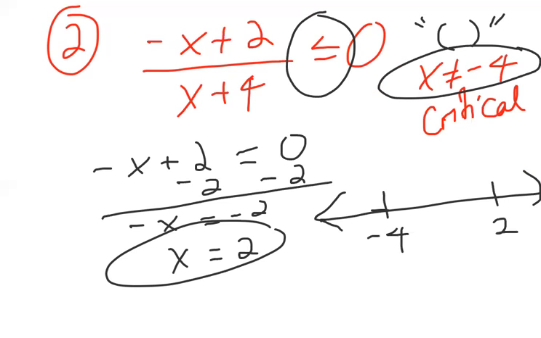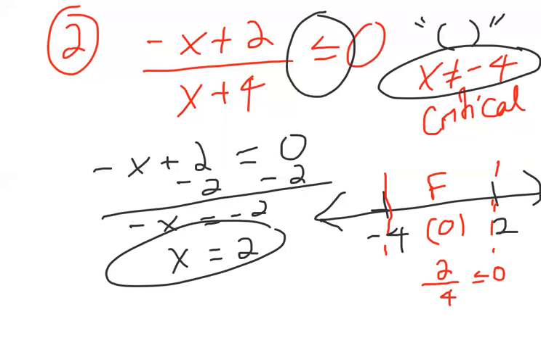And of course, guys, we're going to test each region to find the solution set for this problem. So on this one right here, guys, 0 is located right here. If we take 0, we plug it back into the original problem. In the numerator, 0 plus 2, that's 2. In the denominator, 0 plus 4 is 4. Is 2/4 or 1/2 less than or equal to 0? I don't think so. This region is false.